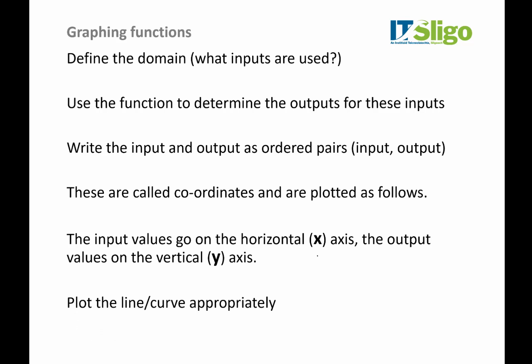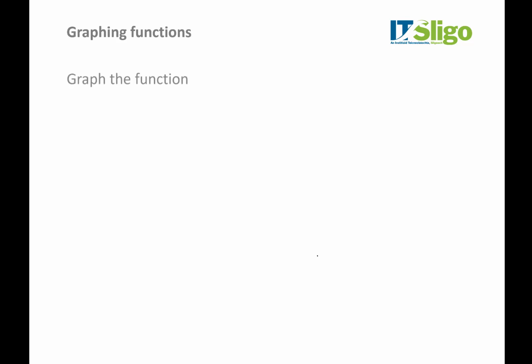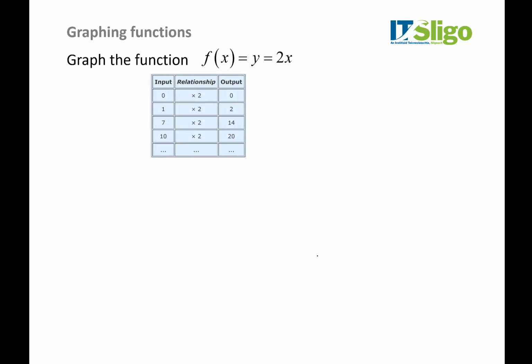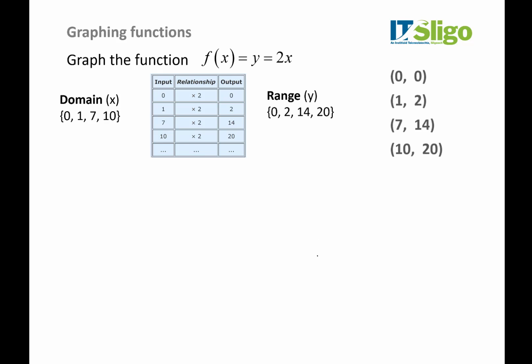And then we plot the line or the curve appropriately. Line suggests it's straight, whereas a curve can be straight or have a bend in it, or several bends, as we'll see. So now we're just taking a look. Graph this function. Here's my inputs. There's the domain, what inputs I'm putting in. There's my range. There's my coordinates, as I discussed.